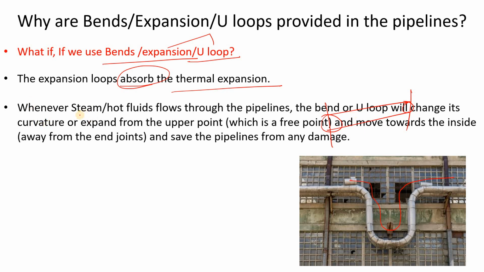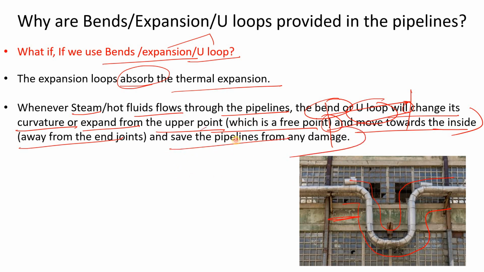Now whenever steam and hot fluids flow through the pipelines, the bend and U loop will change its curvature. In the case of the bend, when you have provided it, it will expand from the upper point, which is the free point, means this one, and move towards the inside away from the end joint, and save the pipelines from damage. Means when you provide the U loop, it has the chance to expand and then move inside so that your pipe couldn't be damaged.